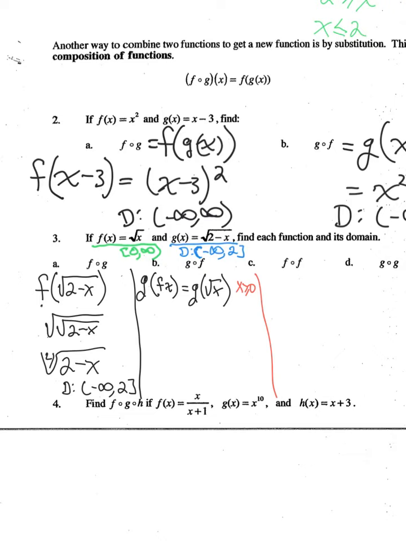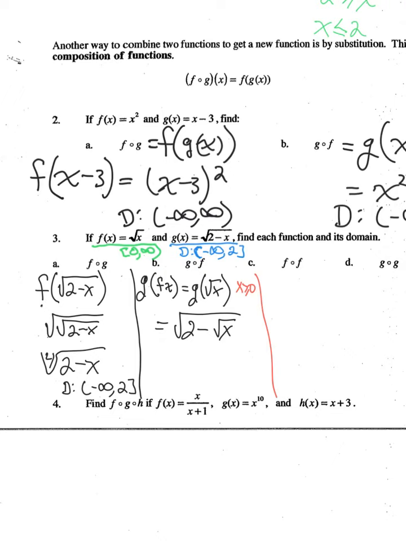Okay, so then what does g do to its input? Well, g takes the square root of 2 minus whatever you put into it. What did you put into it? Root x. So my g composed of f is the square root of 2 minus the square root of x.